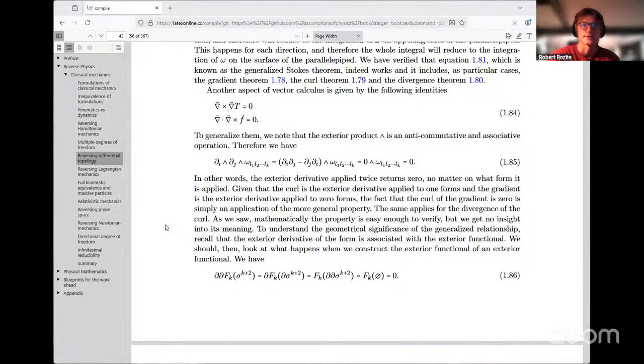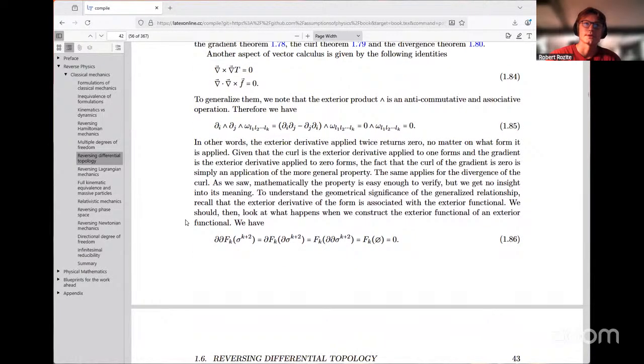Given that the curl is the exterior derivative applied to one forms, and the gradient is the exterior derivative applied to 0 forms, the fact that the curl of the gradient is 0 is simply an application of the more general property. The same applies for the divergence of the curl. As we saw, mathematically the property is easy enough to verify, but we get no insight into its meaning. To understand the geometrical significance of the generalized relationship, recall that the exterior derivative of the form is associated with the exterior functional. We should then look at what happens when we construct the exterior functional of an exterior functional.